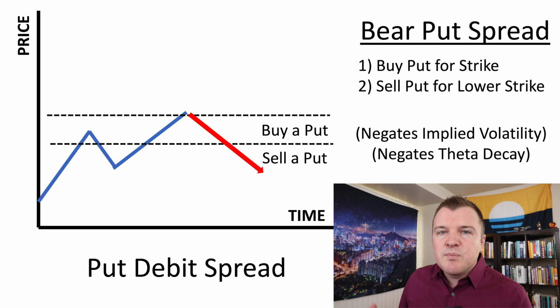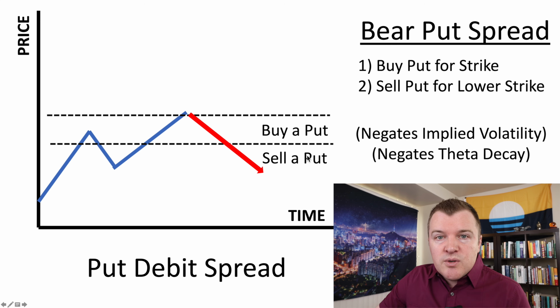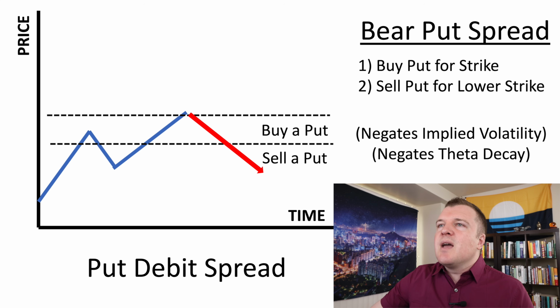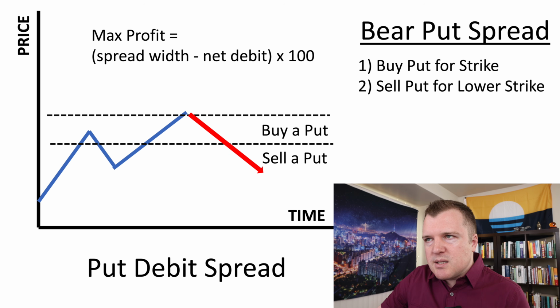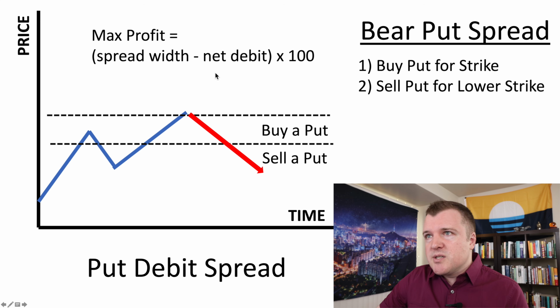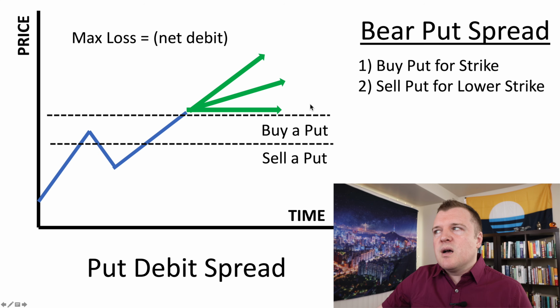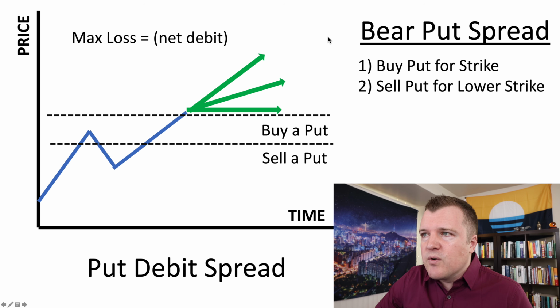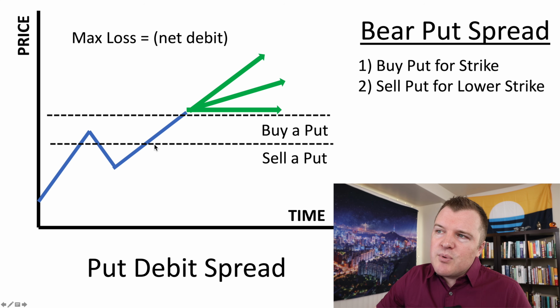And like the bear call spread, you get these benefits where implied volatility and theta decay are negated a little bit, because if one contract spikes or loses value due to theta decay, so does the other one. And your max profit, once again, is the width of the two strike prices minus the net debit you're paying multiplied by 100, and your max loss is what you're paying for the debit. And if the share price of the company trades sideways or goes up, then yes, you can potentially lose everything you paid for the debit of this spread.